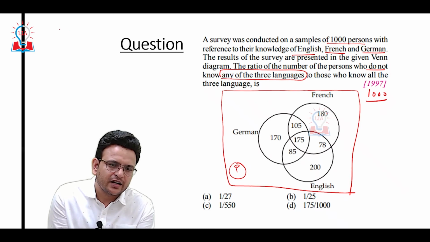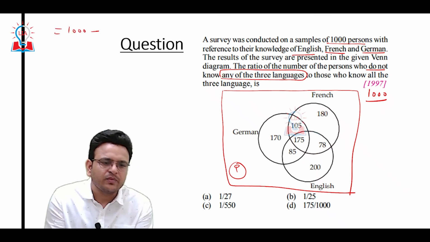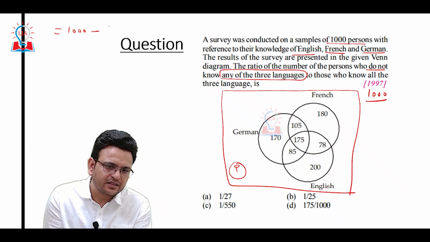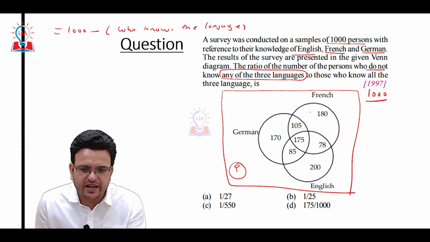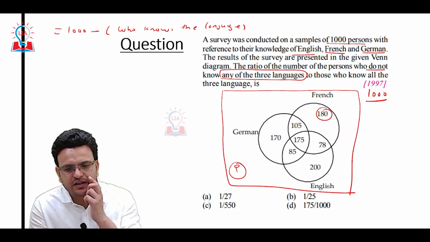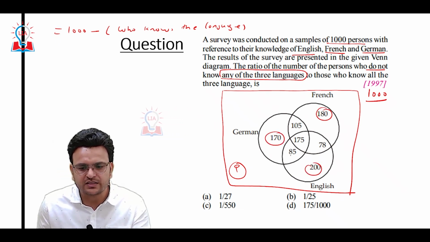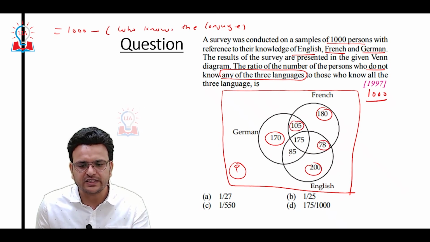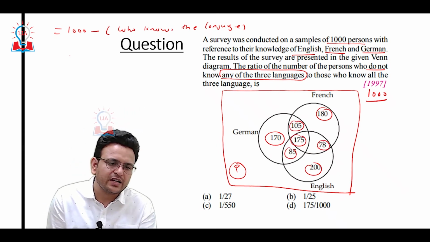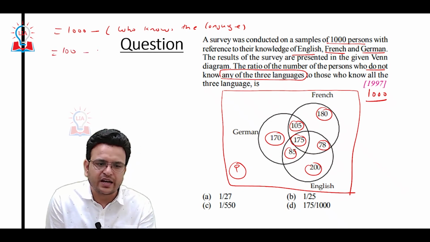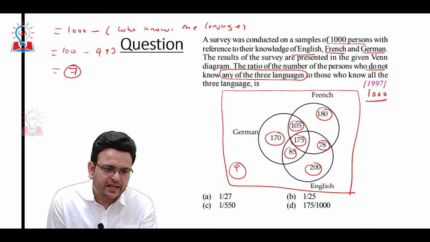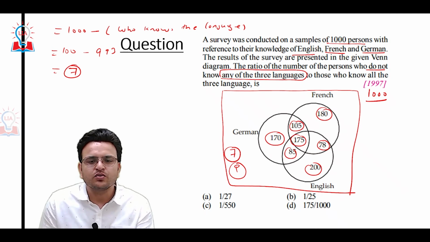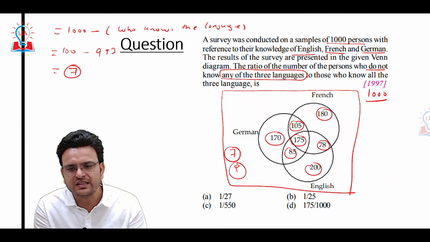So we know that the total is 1000, and we have to subtract the people who know the languages. The only thing is we have to add all these values: 170 plus 180 plus 200, 105, 78, 85, 175. All the values we have to add. If you add all the values, it will be 993. Then there are 7 people. So 7 people are there who do not know English, French or German.